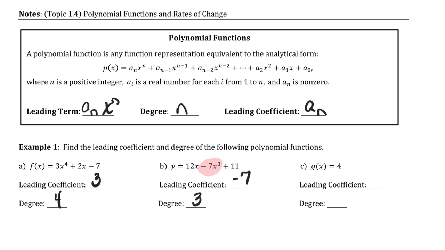And last but not least, we don't even have an x. We could put an x there if we wanted to. We could put x to the 0 like that, but you don't have to. We call that a constant coefficient, so that would be a 4. And if you want to put the degree, it would be 0, because you have to have something.